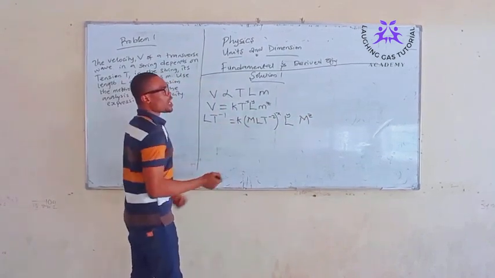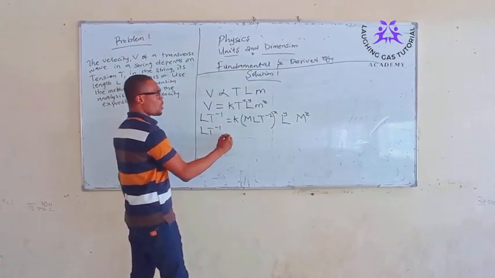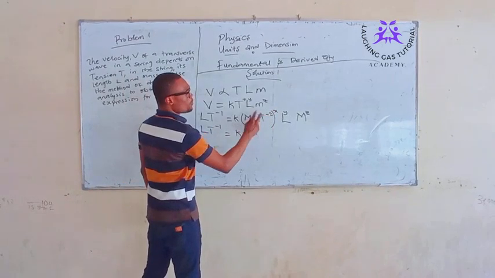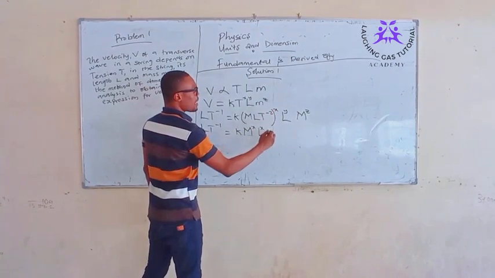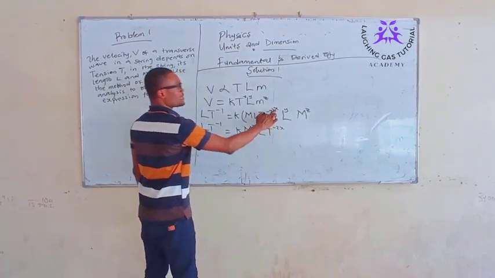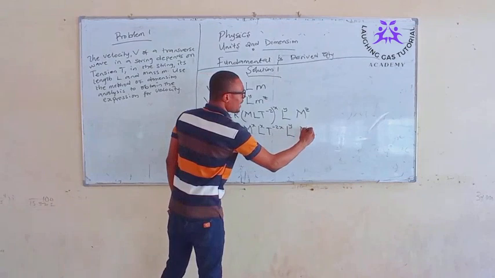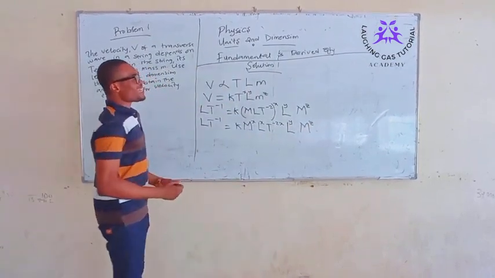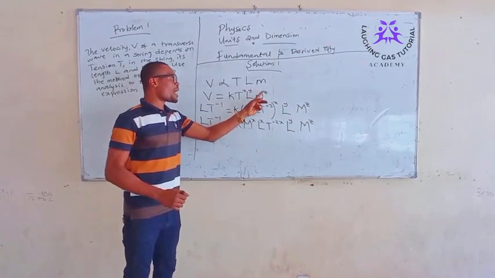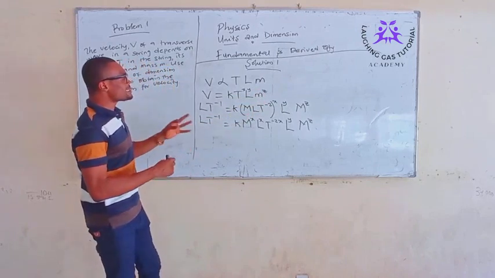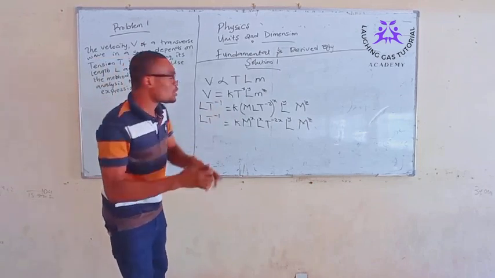So let us play out with these alphabets and see what it gives us. LT to the minus 1 equal to K. Now we use this power to open the bracket. We have M raised to the power of X, L raised to the power of X, and T raised to minus 2X. You can see I use this X to open the bracket, and then I write down L to the power of Y, and then M to the power of Z. Remember what I want to discover is the value of X, the value of Y, and the value of Z. These are the indices that will give me useful information in providing the relationship between these physical parameters.